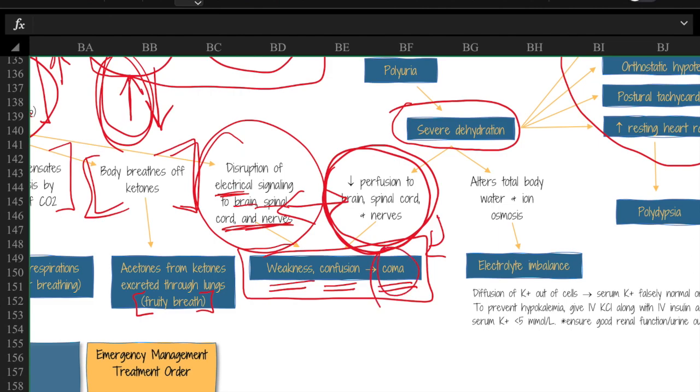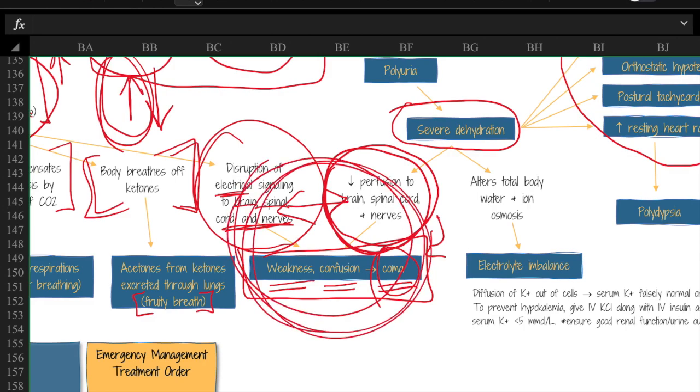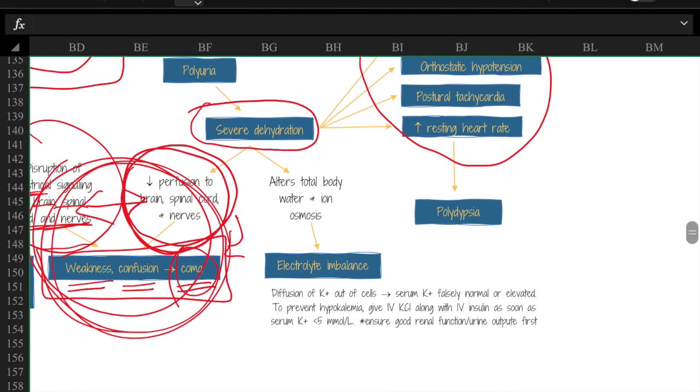Please go and take a look at the HHS video so that you know how this is different in DKA than it is in HHS. Really, really important. One of the other things that happens, and this is where a lot of people get lost. One of the other things that happens when you have severe dehydration is that it's going to alter the total body water or fluid content, and it's going to alter the ion osmosis, and basically you're going to end up with all kinds of electrolyte imbalances.